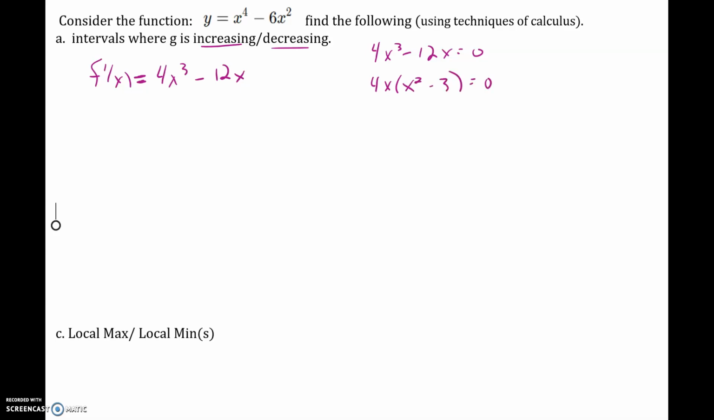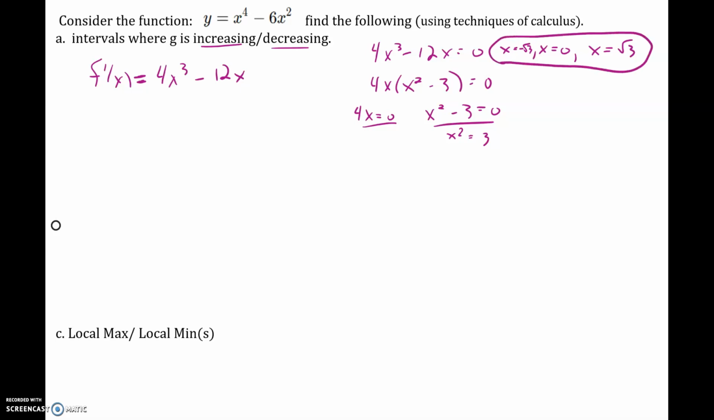Set these to 0. I get 4x equals 0, and x squared minus 3 equals 0. That gives me a solution at x equals 0. And if I add 3 to both sides, I get x squared equals 3, which means x can be plus or minus root 3. So I'll put those in order. Those are my critical numbers.